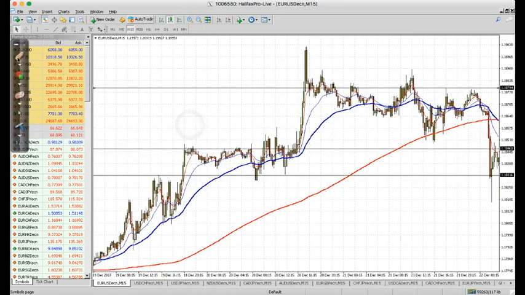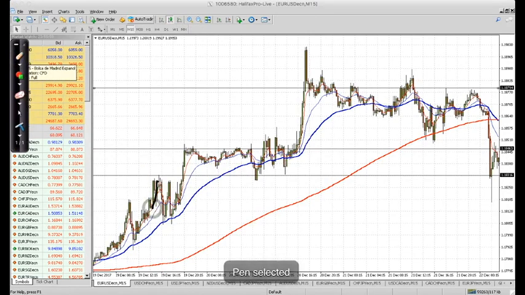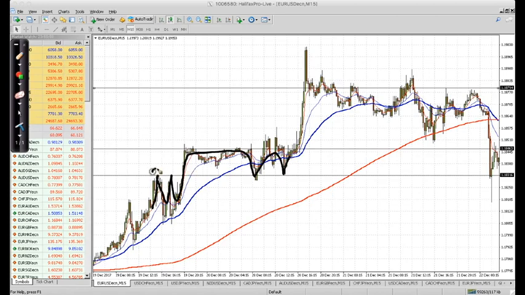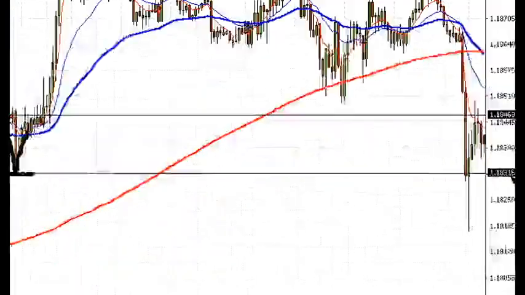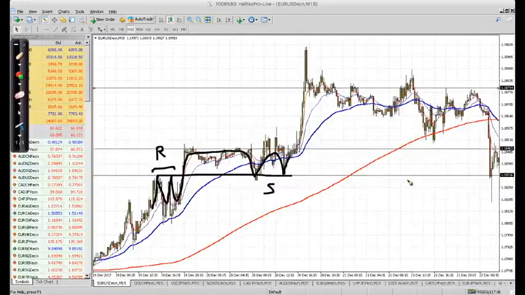Okay, so as you can see here, this resistance broke out and became support. Can you see that? So this resistance level has become a support level. There you go. So this tells you that this level here at 1831 is a very strong level because it has been tested on both the resistance side and the support side. Both the light and the dark side of the force has been tested. Very strong.